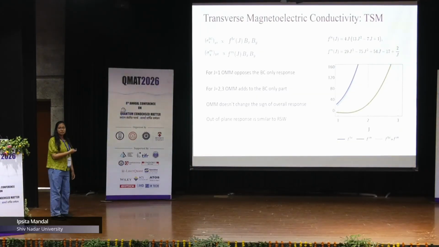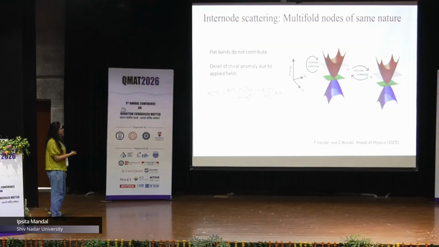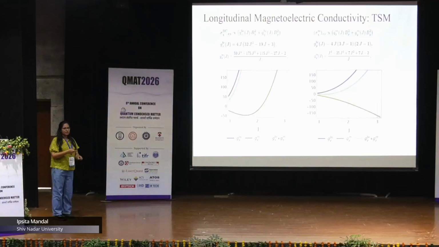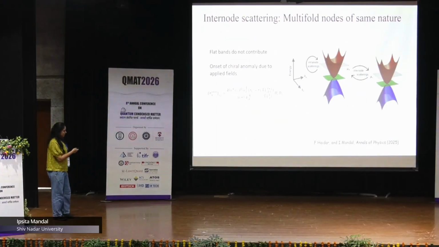We have calculated the out of plane response as well, which again I am not showing. The point of calculating all this conductivity is that it gives you the complete picture of the whole magnetoelectric conductivity tensor. So now we have all the components. In addition, we have also calculated the internode scattering. What happens if the quasi-particles can go from one node to another or vice versa, and these are our results, which show the reason for the appearance of these additional terms purely from the chiral anomaly.